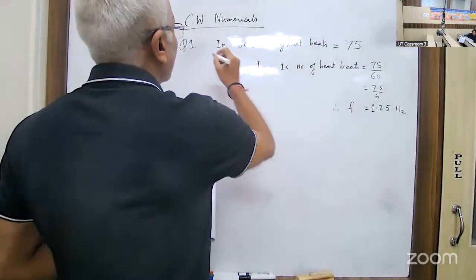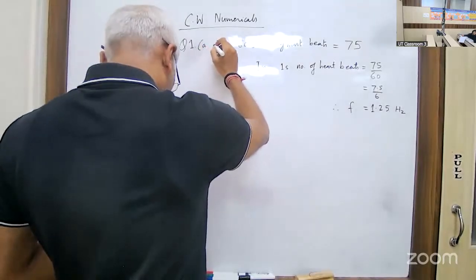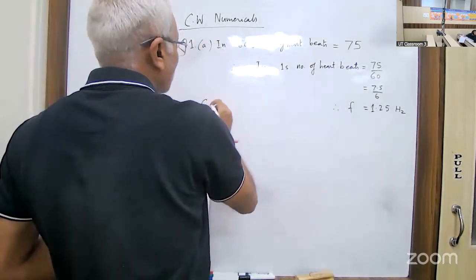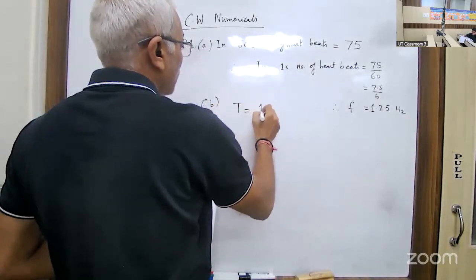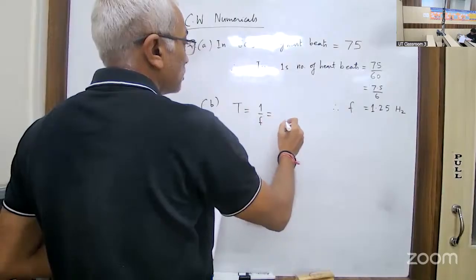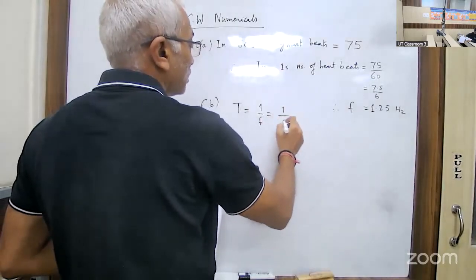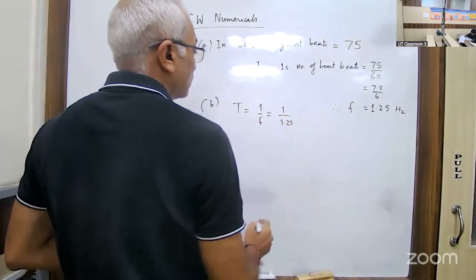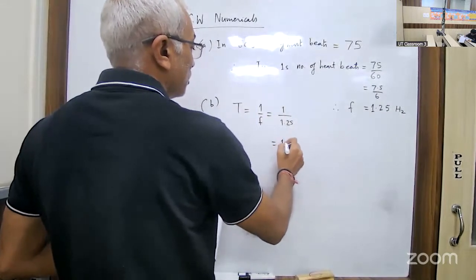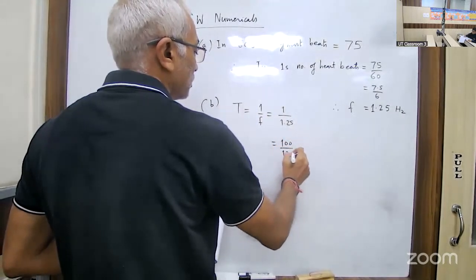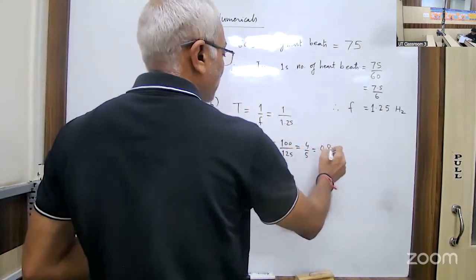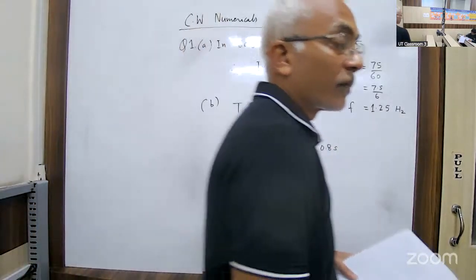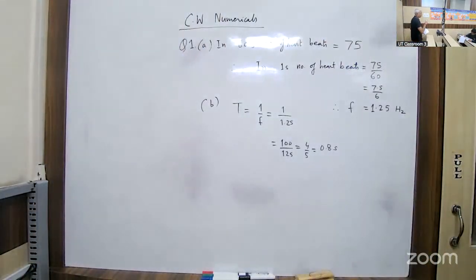So that's part A. And what is part B? Time period is equal to 1 by F. So this is what? 1 by 1.25. This is equal to 100 divided by 125, which is 4 by 5, which is 0.8 second. So for one heartbeat, it is taking 0.8 second. That's what it means.